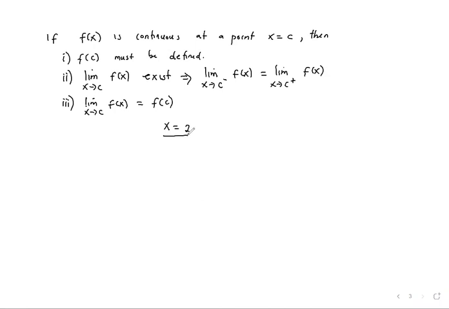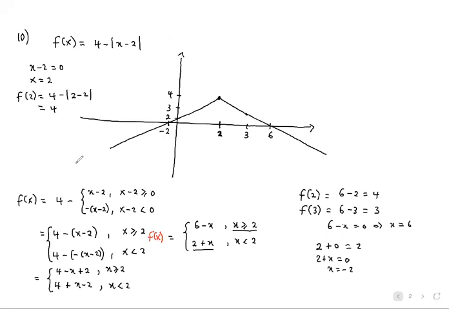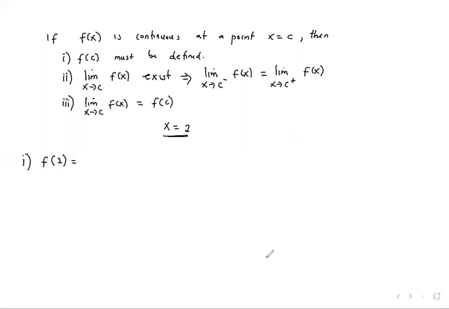So when x is 2, the first condition is asking us to look for f of 2. Is f of 2 a number? Is f of 2 defined? So let's go and check. F of 2, you can substitute in this one or in the original one. Since 2 is included in 6 minus x, f of 2 is going to be 6 minus 2, which is equal to 4. 4 is defined.